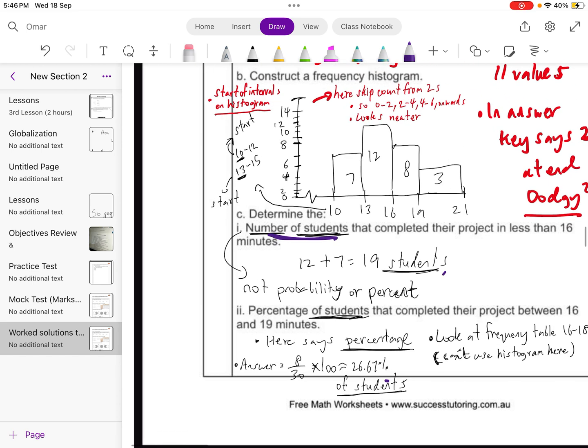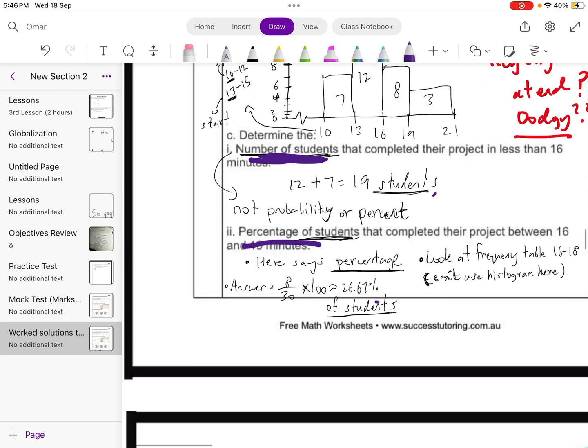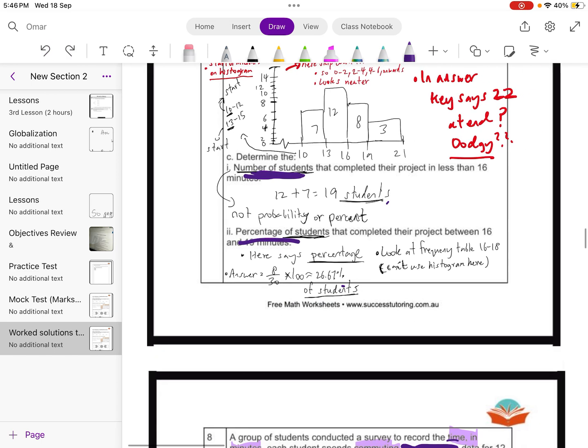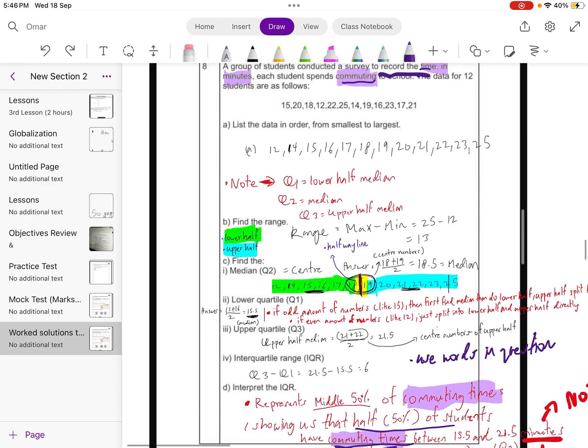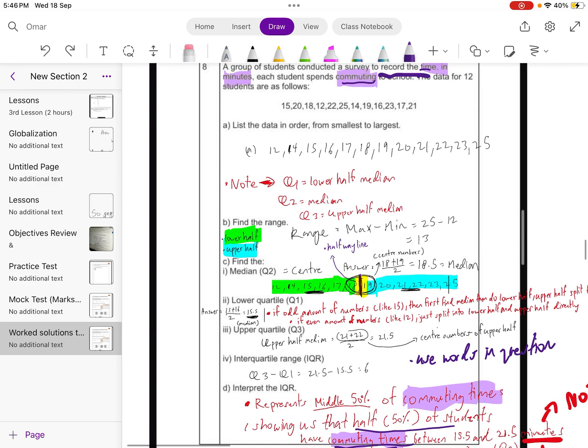Okay, here it says number of students. So you would say 19 students on the property. And here it says percent of students. You would say 26.67% of students. Make sure to mention the students again. If it says off sheet, you would say off sheet. Here, just follow the steps again, pretty much.